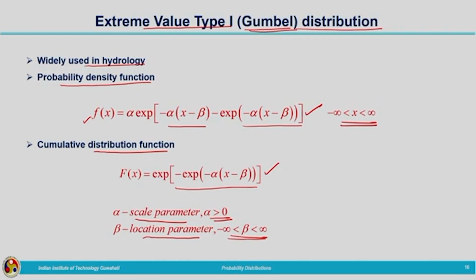The scale parameter and location parameter are described by alpha and beta in the case of Gumbel's distribution, and we have looked into the probability density function and also the cumulative distribution function in the case of extreme value type 1 Gumbel distribution. And we will be studying more about this type 1 distribution when we discuss frequency analysis. So, these are the very commonly used distributions in hydrology as far as discrete random variables and continuous random variables are concerned. I have covered them in a very minimal way in this lecture.